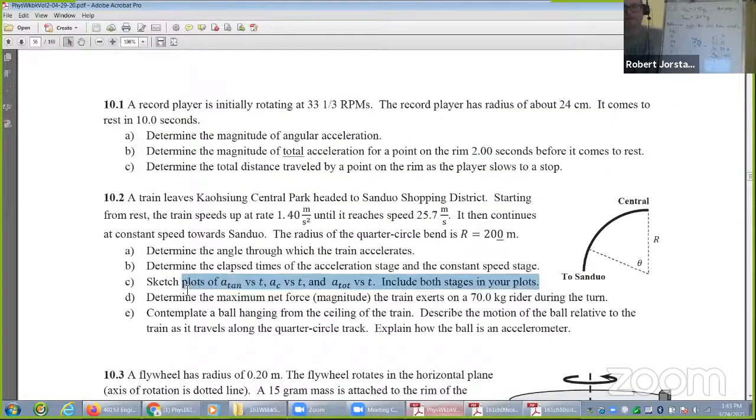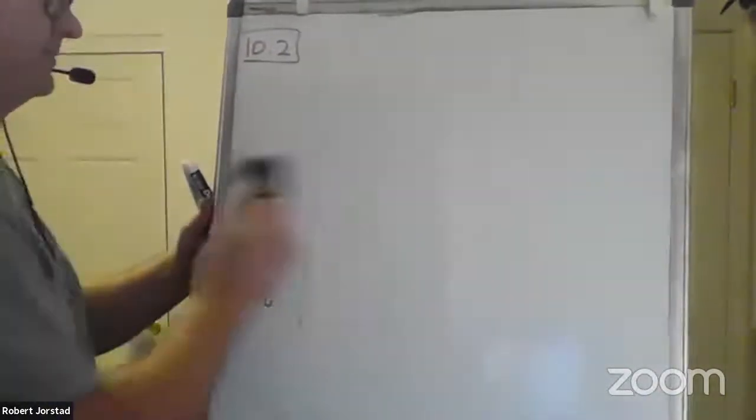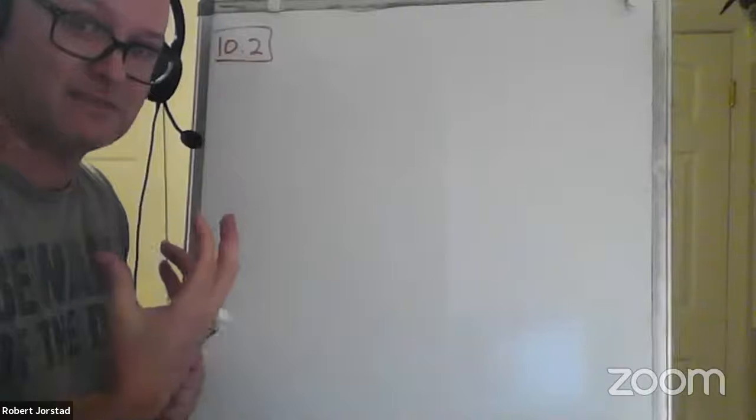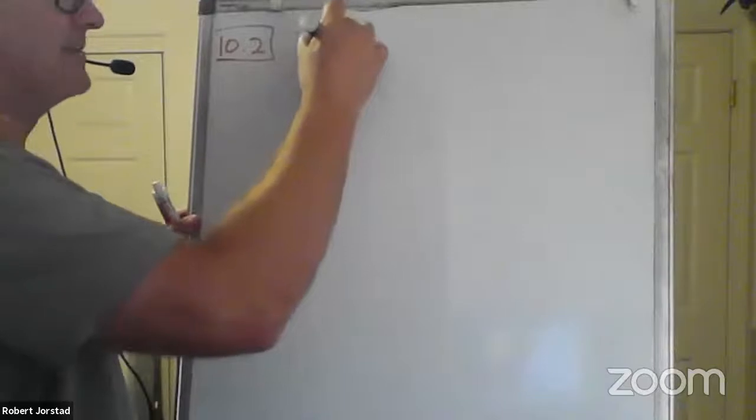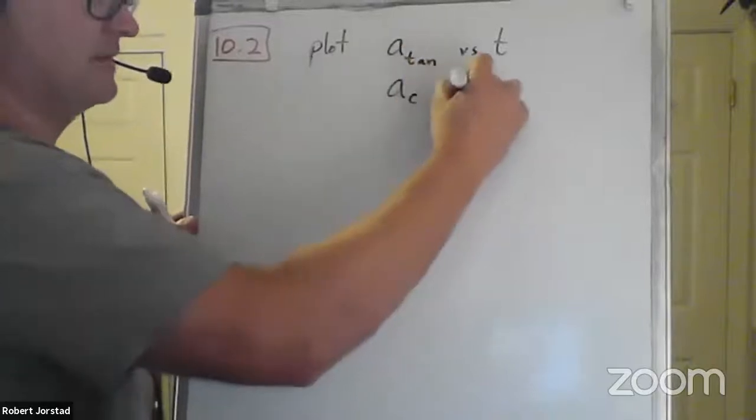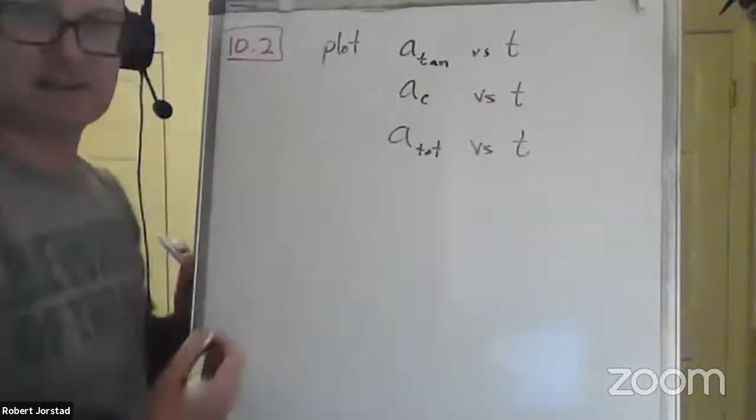So this one is an interesting thing here. Sketch plots of A tan versus t. What do you think that would look like, people? So we have A tan, AC, and A total. Try not to look at the answer right away. If you can understand something graphically, usually you understand it more deeply because you not only understand one instant in time, but all instants in time. So we want to plot A tan versus t, AC versus t, and A total versus t so that we can really lock in this understanding.